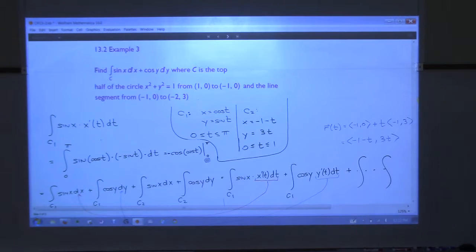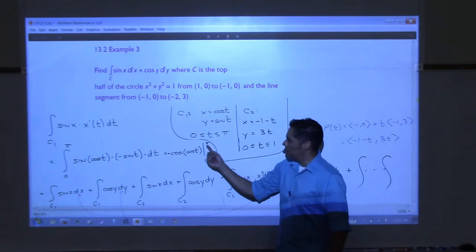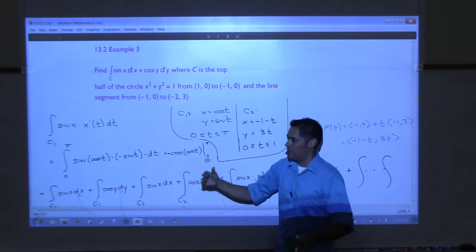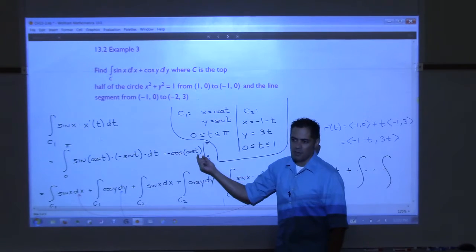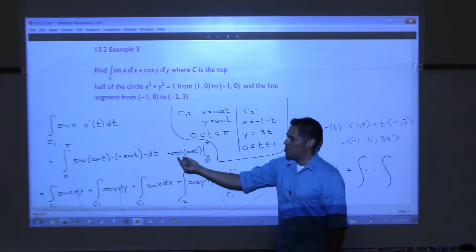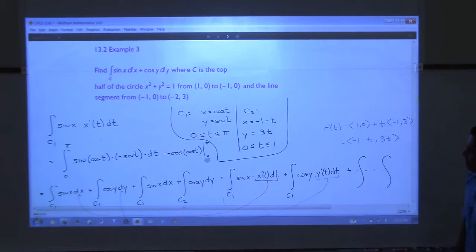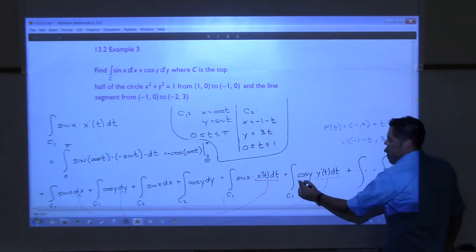What happens when I plug in pi? I get cosine pi, which is negative 1, cosine of negative 1, which is some number. Plug in 0, cosine of 0 is 1, and then cosine of 1, which is some number. So we could figure that out numerically? All right. All right, let's look at this next one. This one right here.